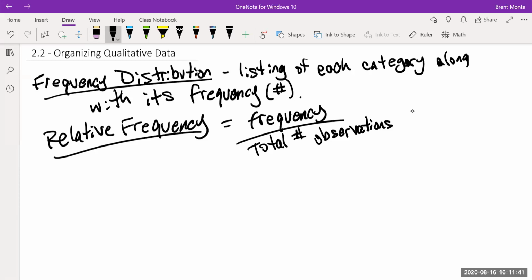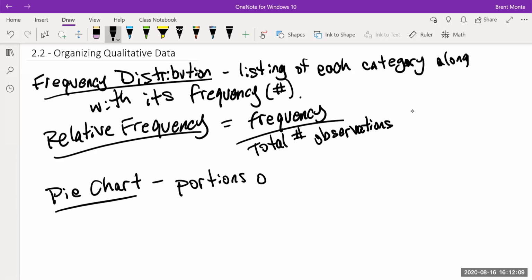We've also got some ways to do this. Because remember, this is organizing qualitative data, we can do the frequency distribution, and I'll show you one of those. But we can also look at pictures. There are two types that we usually use for qualitative data. One is a pie chart, which I'm sure you've seen. It's just portions of the entire circle.